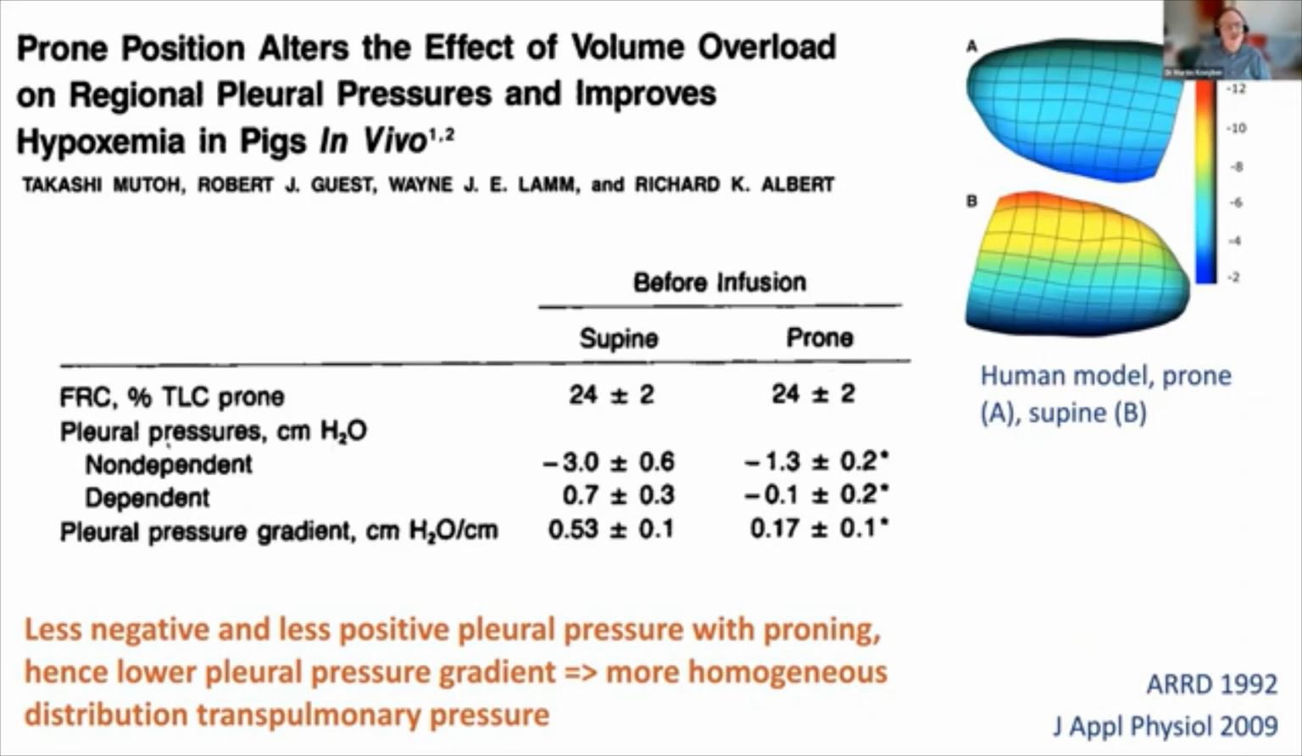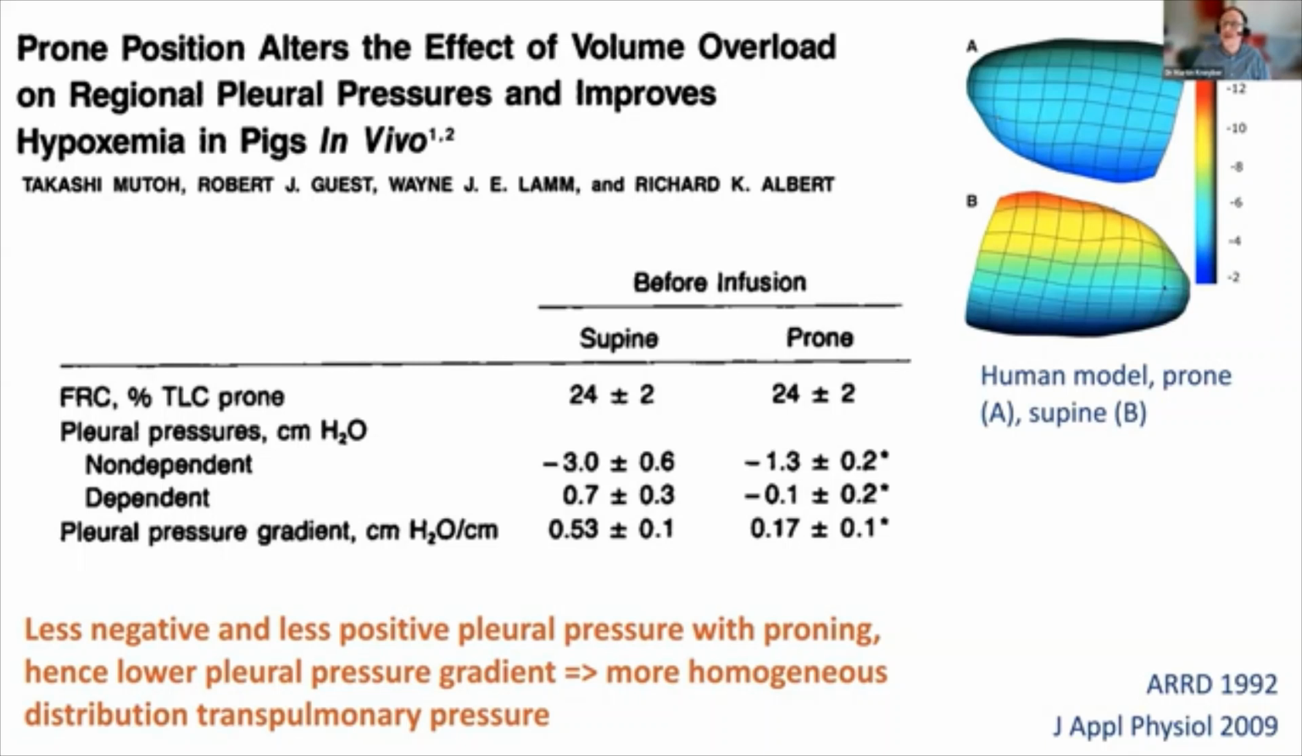And what they found is that in the non-dependent zone, the pleural pressure became less negative, and in the dependent lung zone, the pleural pressure became less positive, meaning that overall the pleural pressure gradient became smaller in prone positioning, which would mean a more homogeneous distribution of the transpulmonary pressure. And this was confirmed in a healthy human model.